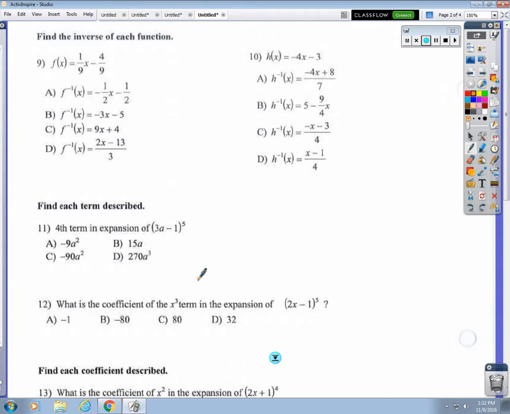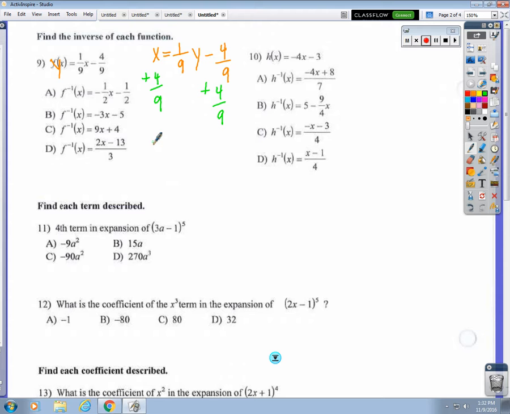Number 9, the directions say find the inverse of each function. So when you read that question, what are you going to do first? Well, before we even do that, don't we need to make this a y? Okay, so now we change the x and the y. What will it look like once that's done? Right. And then what's step 2? Solve for y. So what do we do first? Add 4/9 to both sides.